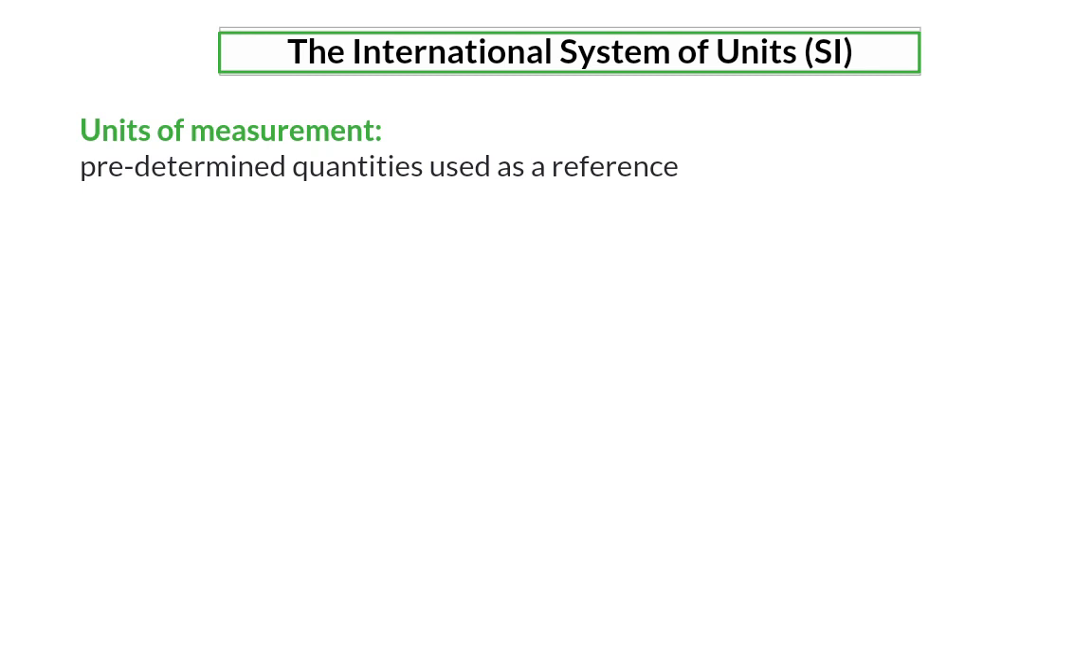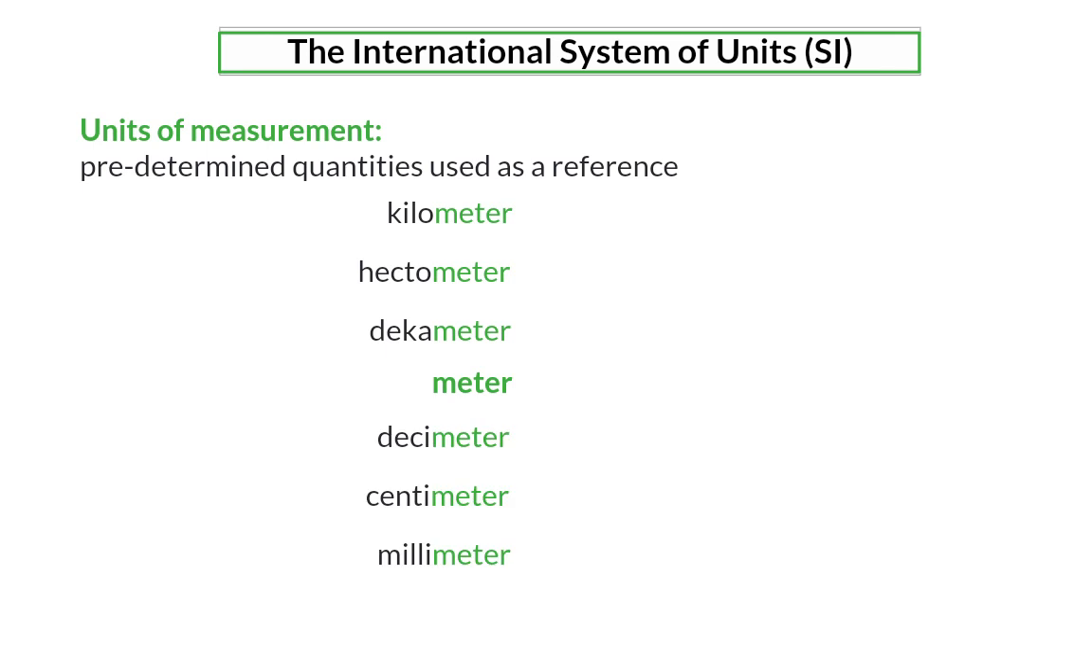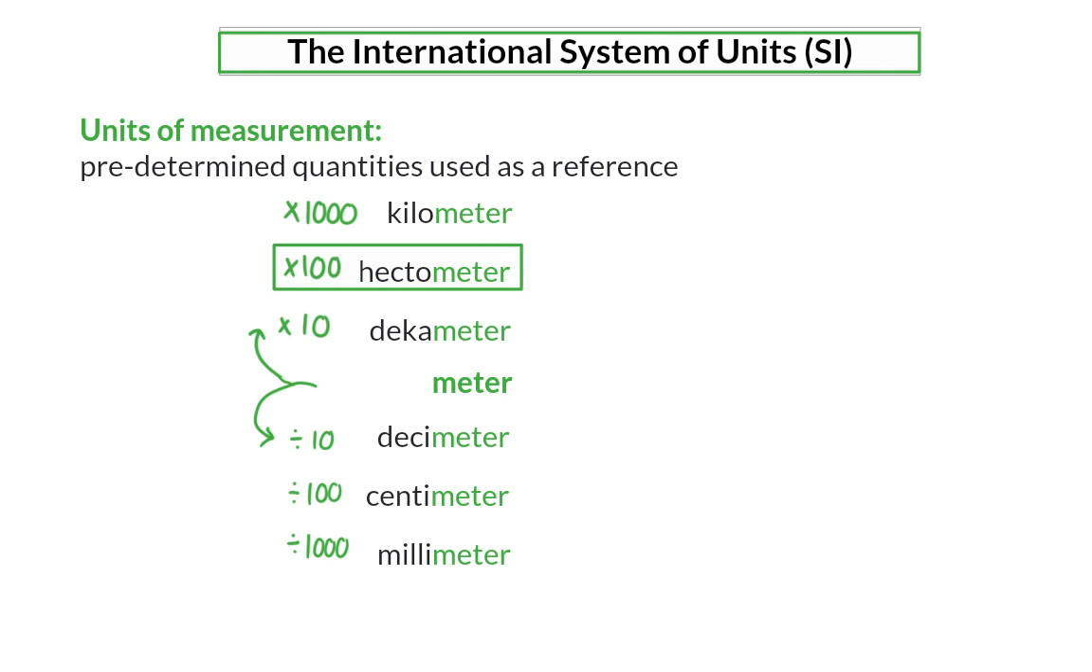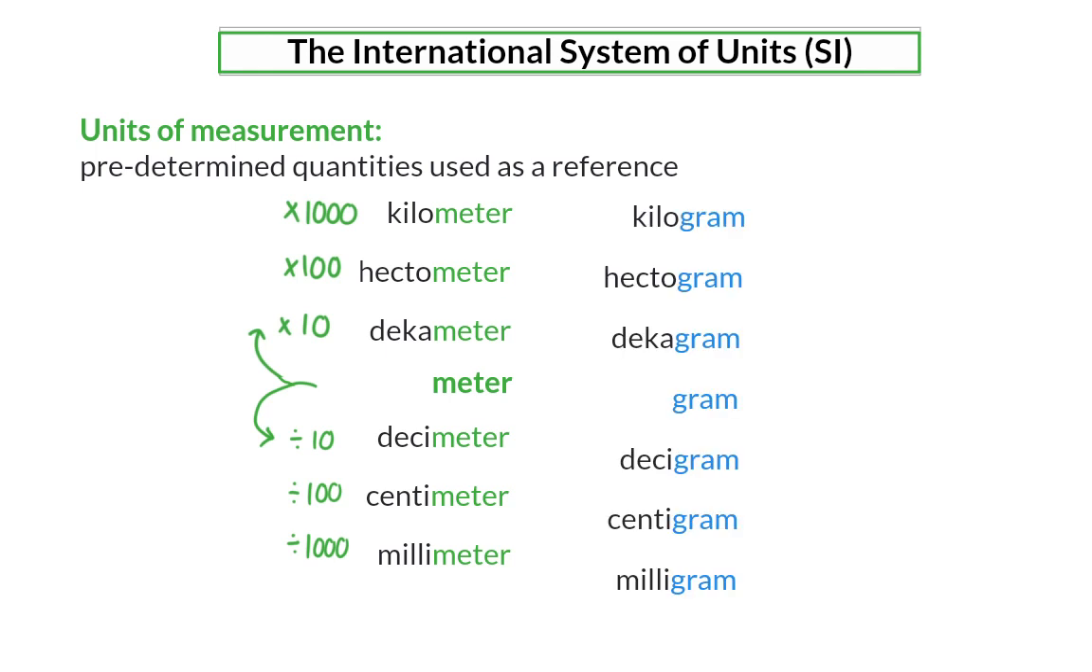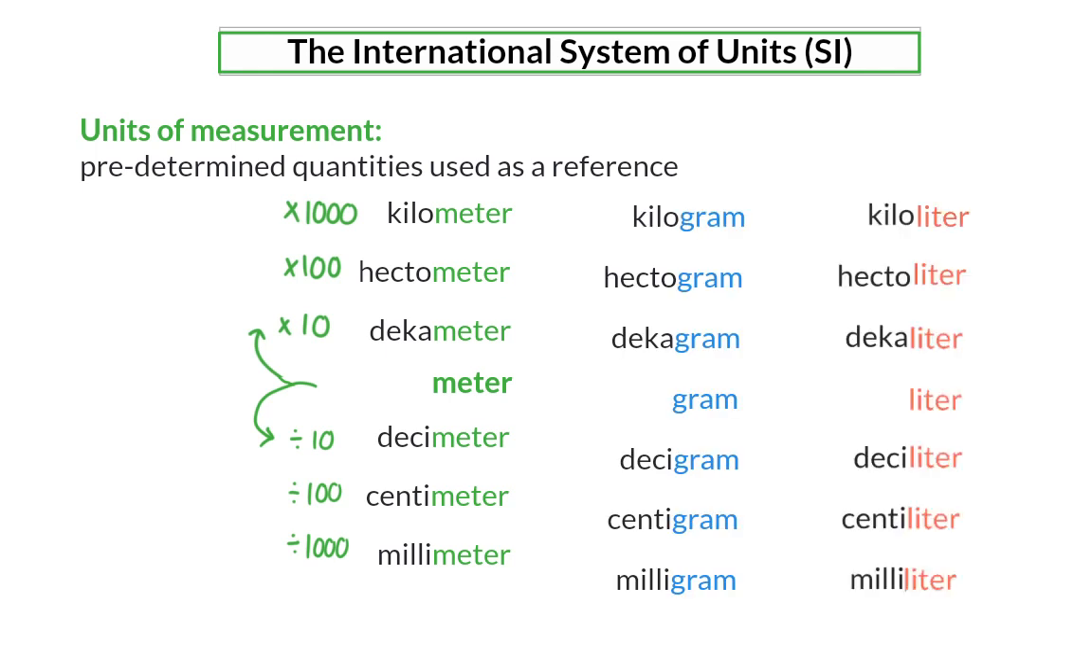In this system, we start off with a base unit, and in our case, that base unit will be meters. Then prefixes are added to form values that are powers of 10 times bigger or smaller than the base unit. So, as an example, a value that is 100 times bigger than a meter is called a hectometer, and one that is 1,000 times smaller than a meter is called a millimeter. When you are weighing, your base unit will be grams, and if you're working with fluids, it will be a liter. But let's go back to focusing on meters.